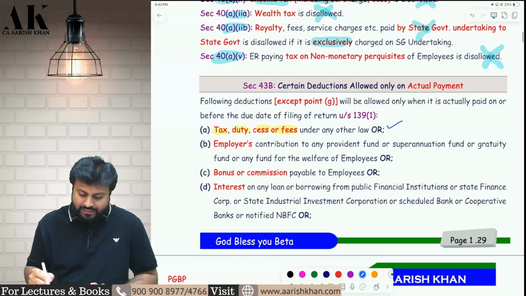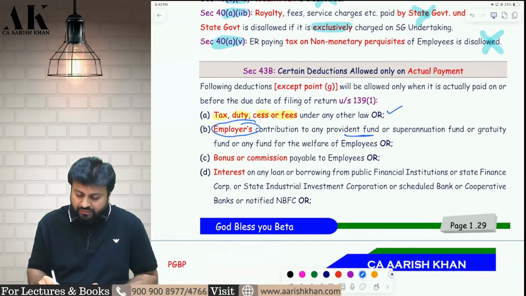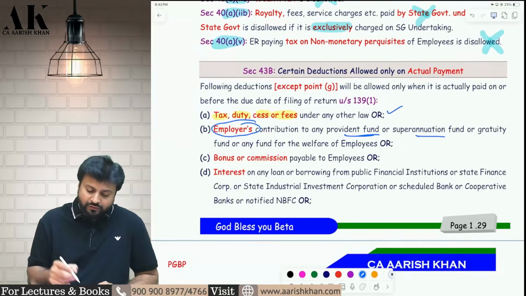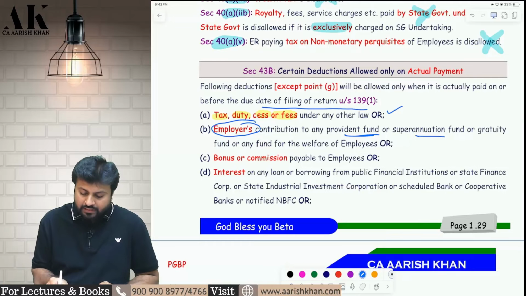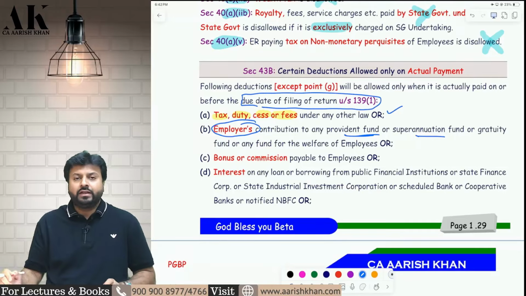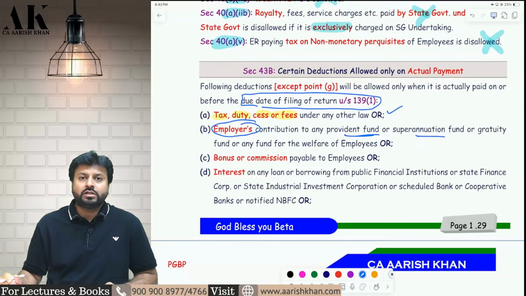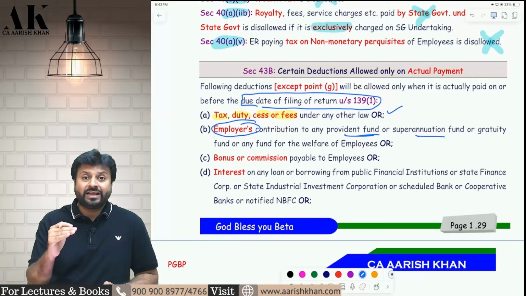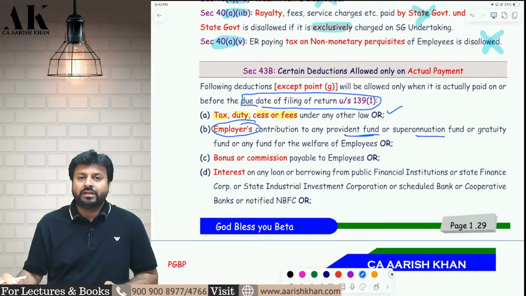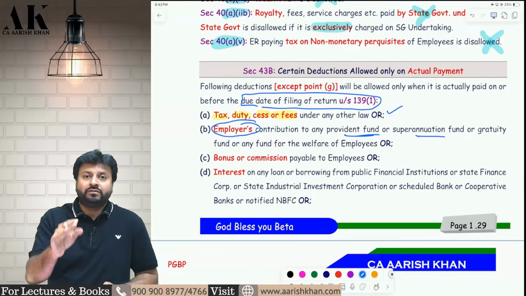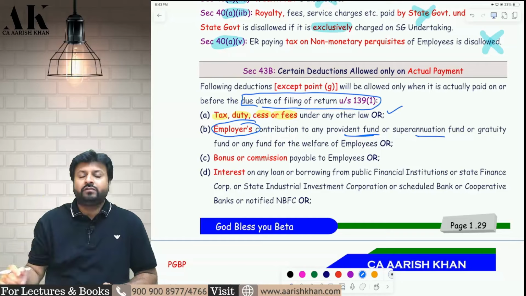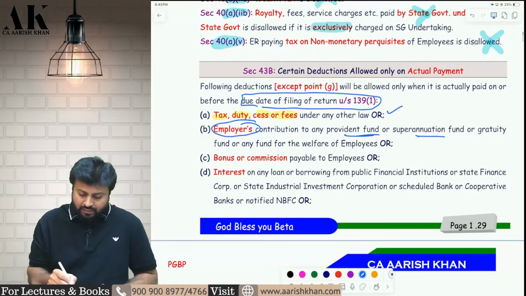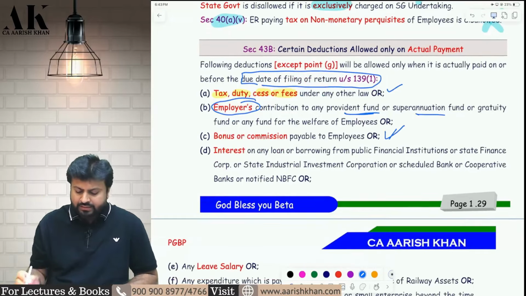Okay. First is that. Second, employer contribution to provident fund, etc. You have to make the payment of all these things till when? Till the due date of filing of return. Employer contribution, you can make the payment till the due date of filing of return. What about employees contribution? I have told you earlier, employees contribution has a stricter time limit. You have to pay by 15th of the following month. Are you clear or not? You don't have time till the due date of filing of return. Are you clear? Third, bonus and commission to employees, make the payment, take the deduction.